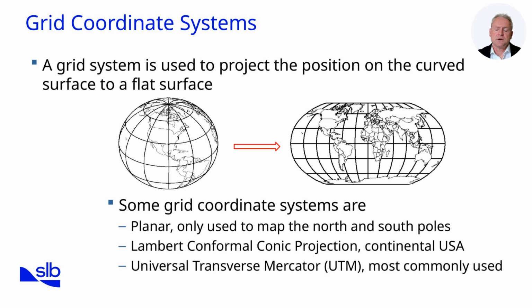The Lambert conformal conic projection is widely used in the continental United States. It projects Earth onto a cone, making it well suited for east-west stretches of land. The Universal Transverse Mercator, or UTM, is the most commonly used system worldwide, particularly in oil and gas. It projects Earth onto a cylinder, minimizing distortion in north-south running zones. Each system introduces some distortion of distance, shape, or area, but the goal is to balance these in ways that make the projection useful for a specific purpose. For drilling and mapping oil fields, UTM has become the standard because of its accuracy across mid-latitudes and its global adoption.